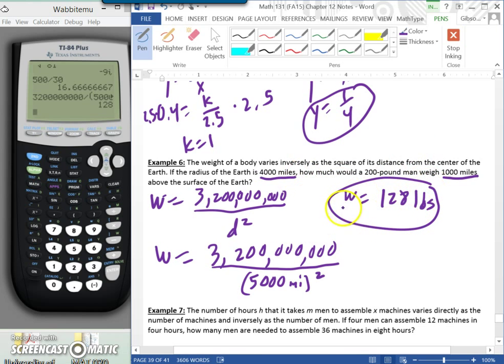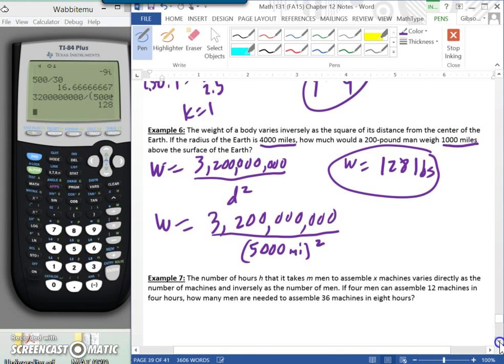So I guess that's the cure for weight loss. Just go above the earth. So you can lose some weight here. So the weight is 128 pounds.